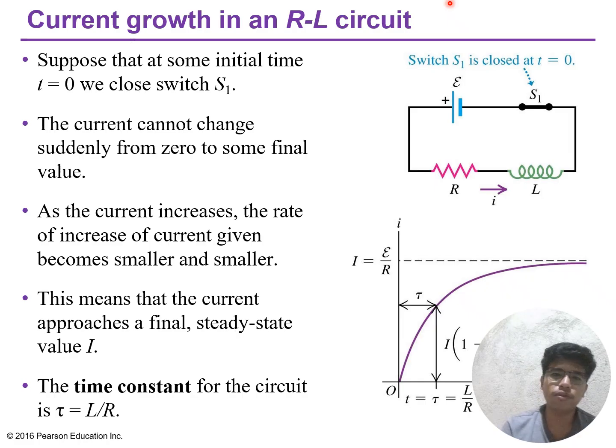The current grows exponentially. We have I of t equals I sub F times (1 minus e to the minus t over tau), approaching the steady state I sub F asymptotically. The growth rate slows as time increases. The inductor builds a magnetic field opposing the battery.